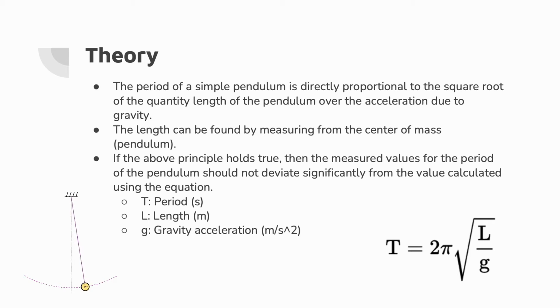If the above principle holds true, then the measured values for the period of the pendulum should not deviate significantly from the value calculated using the equation. The equation, located at the bottom right of the screen, reads T equals 2 pi square root of L over G. T is equivalent to the period in seconds, L is the length in meters, and G is the gravity acceleration in the units of meters over seconds squared.